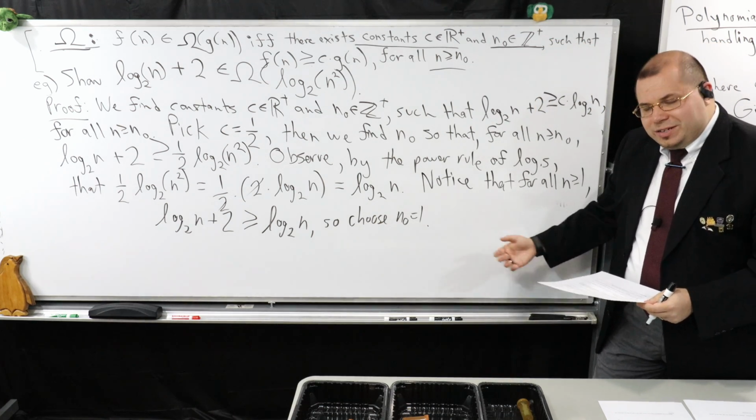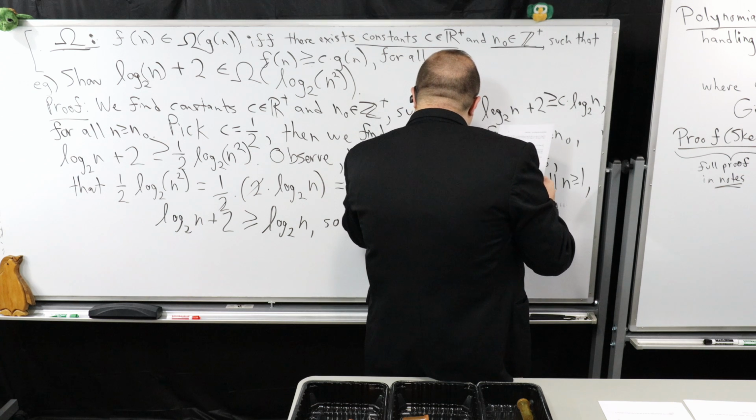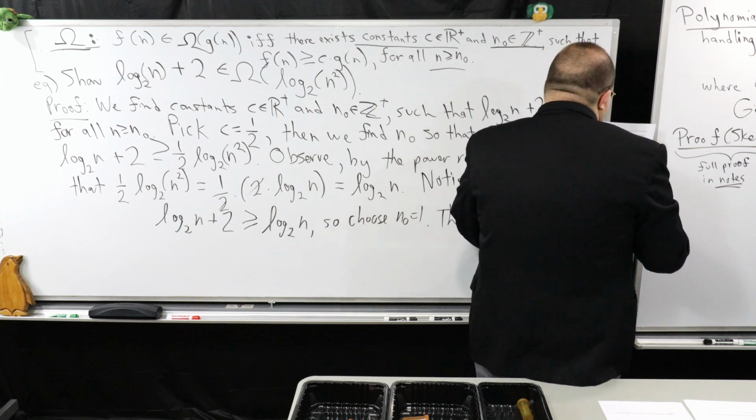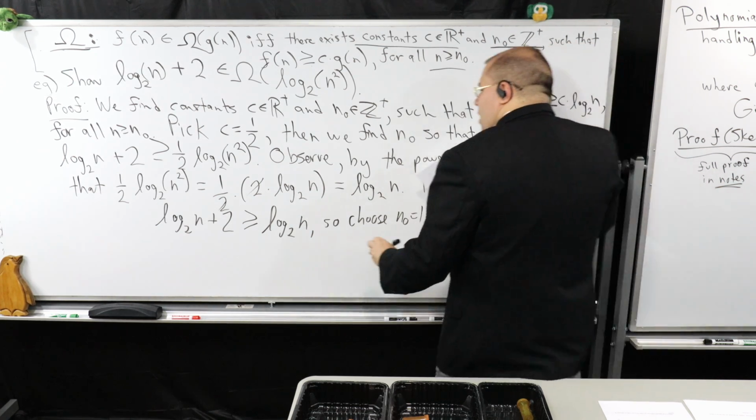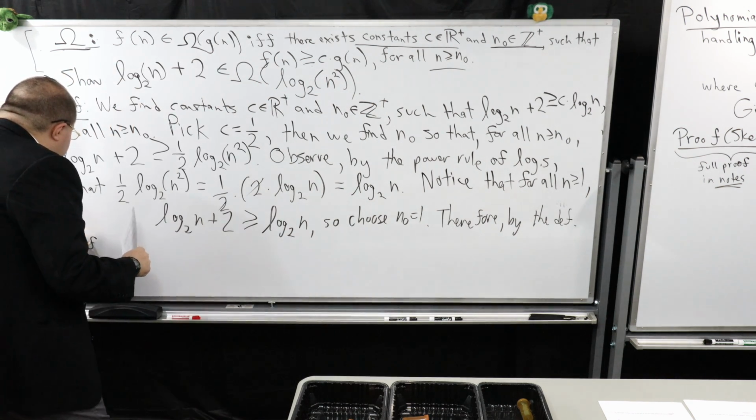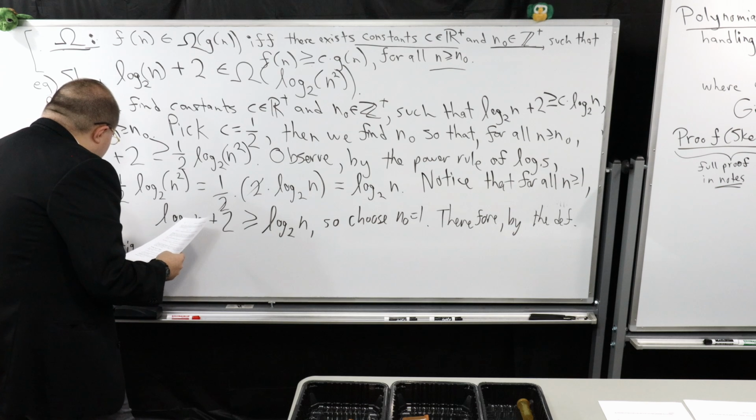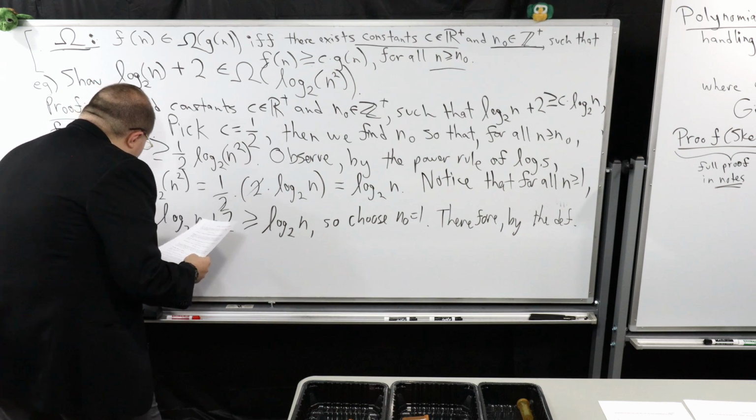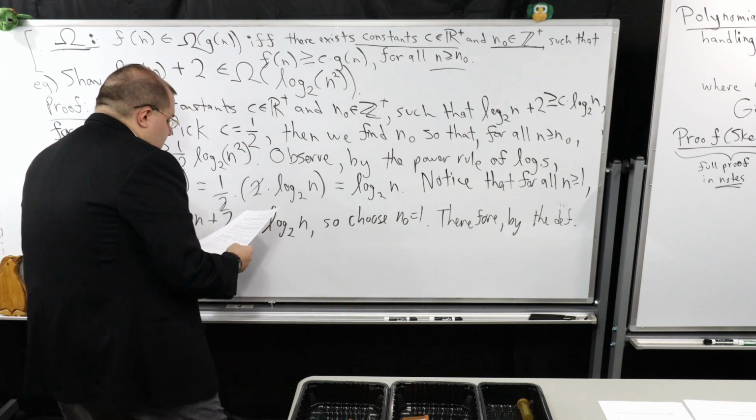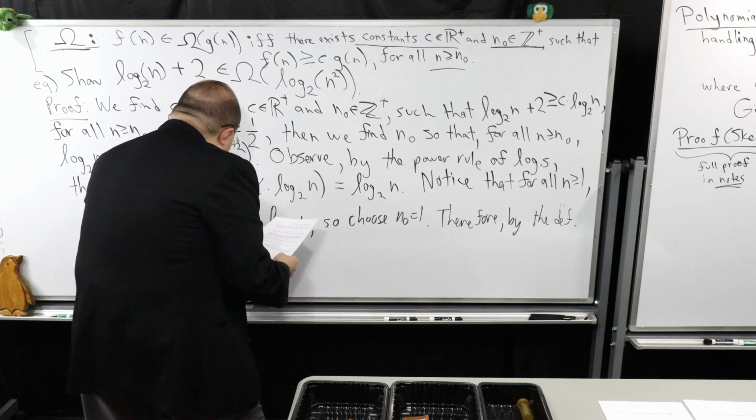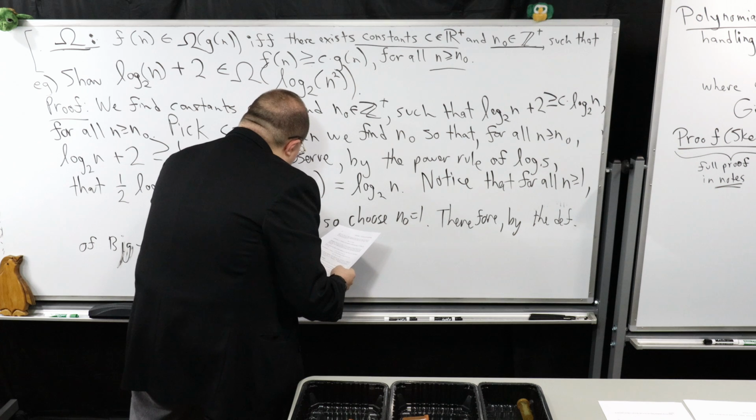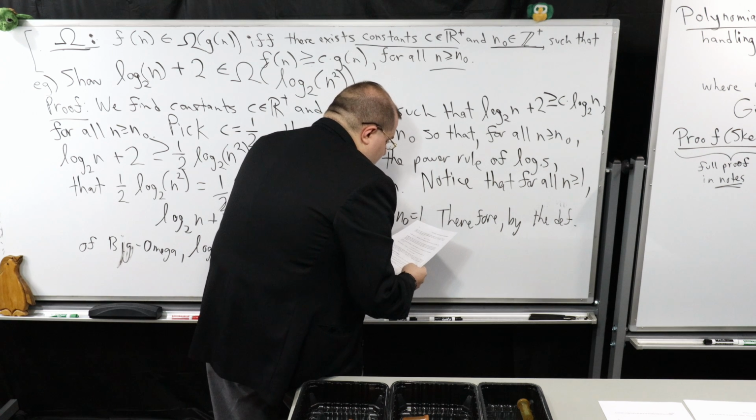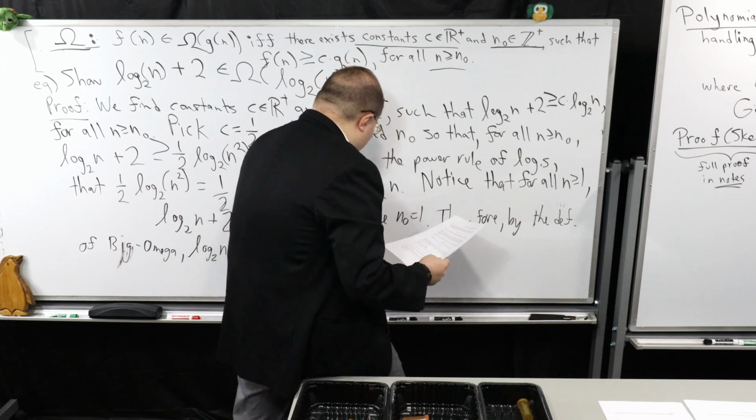So now I have choices for c and n0. Therefore, and now I just tie everything together. Therefore, by the definition of big omega, log base 2 of n plus 2 is big omega of log base 2 of n. N squared, sorry, n squared. And we're done.